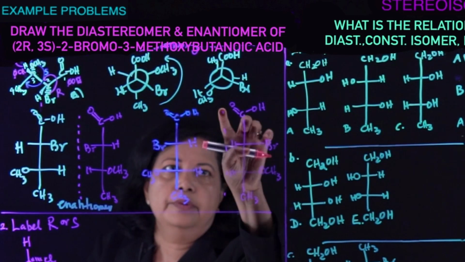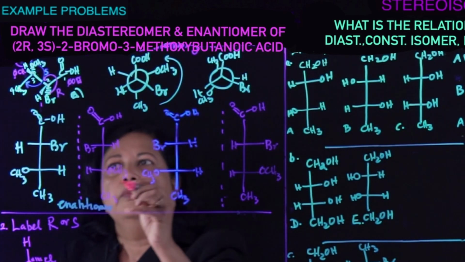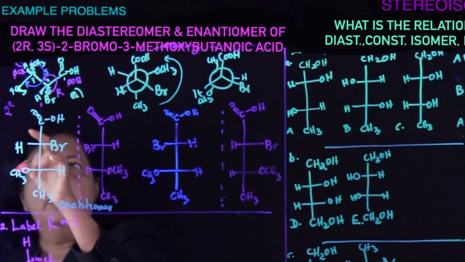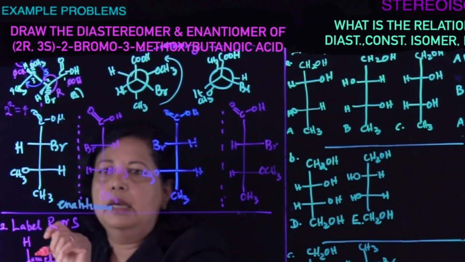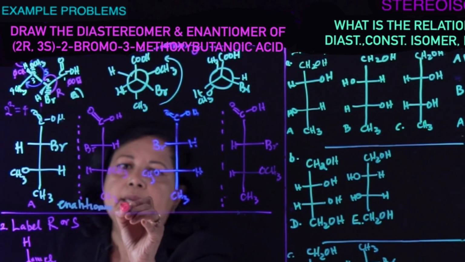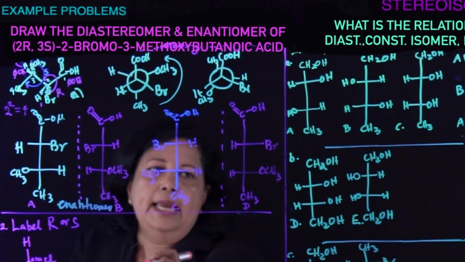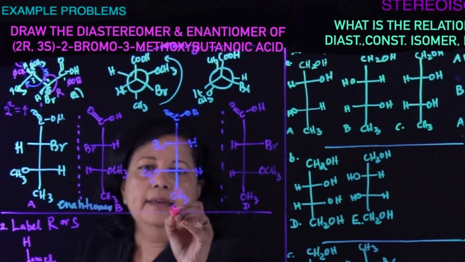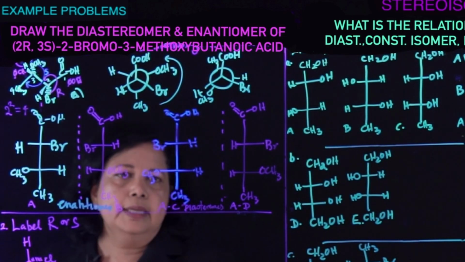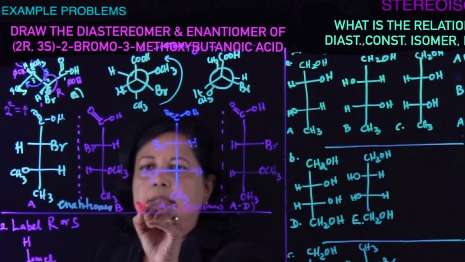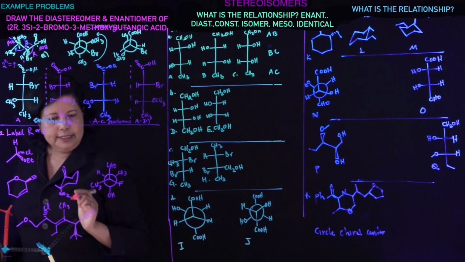There you go. So therefore, you can say that we got all of them in 2 to the 2, which is going to be 4. And it says draw the diastereomer and enantiomer of this molecule. So you can put A, B, C, D, and then you can say AC and AD are diastereomers for both of these. The A and B are enantiomers. So let's keep going now.